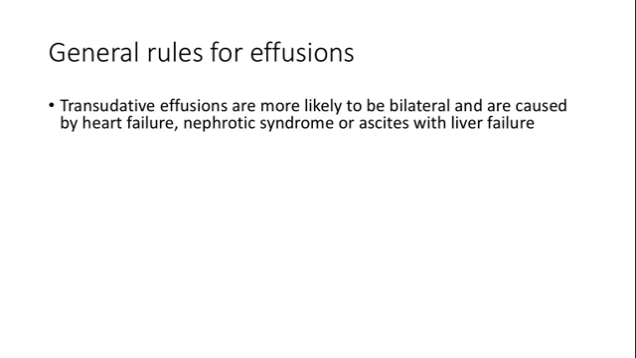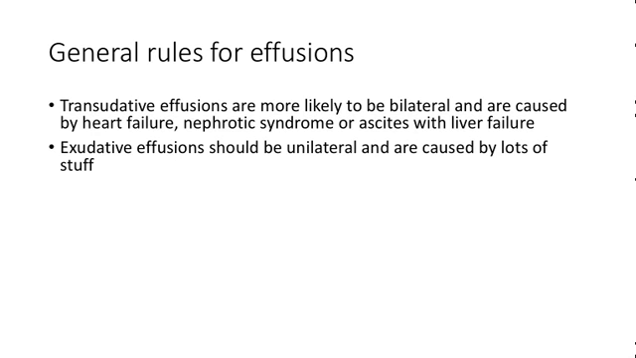So, a few general rules here. We're going to be talking about either transudative or exudative effusions. Transudative is going to be the kind of effusion you see with heart failure or nephrotic syndrome, and ascites with liver failure can also cause transudative lung effusions. And again, these are going to be relatively acellular. They're not going to have a lot of protein. They're going to be basically just clear fluid. And the key to knowing you're dealing with a transudative effusion is if it's bilateral.